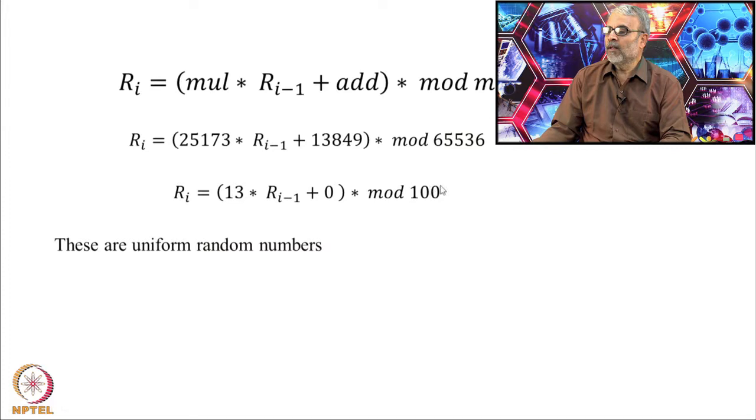This particular algorithm produces what I call uniform random numbers because they are distributed, in this case, between 0 and 100. I can always scale it between 0 and 1 by dividing by 100. So, they are uniformly distributed in a given range. These are uniform random numbers. A better algorithm will be, look at this, Ri = (25173 Ri-1 + 13849) modulus 65536. You use a large enough number, so that all my random numbers will lie between 1 and 65535.